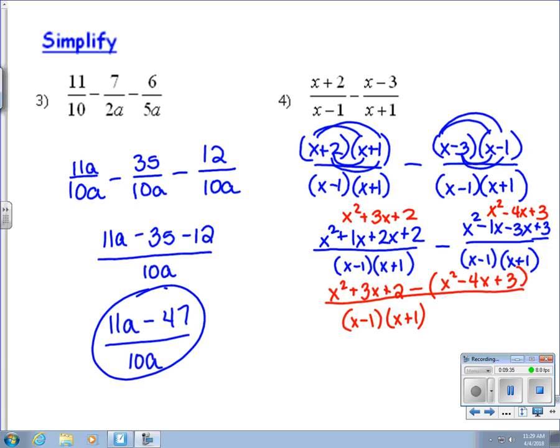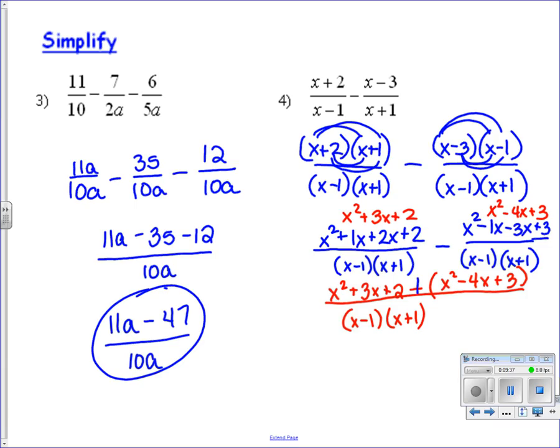So when I multiply this negative 1 through, I'm going to get a negative x squared, a plus 4x, and a negative 3. So what do we notice about the x squareds? They drop. So this is gone, this is gone. 3x plus 4x is 7x. 2 minus 3 is negative 1. And there aren't any like terms left, so we're good.